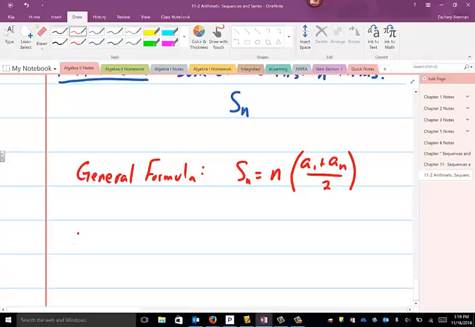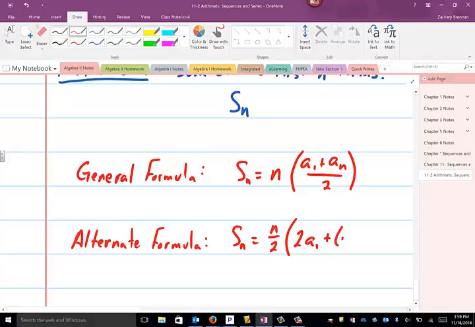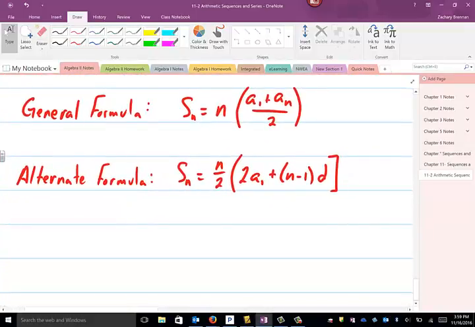And then the alternate formula would be s sub n is equal to n over 2, and then there's 2 a sub 1 plus n minus 1 times d. That one is nowhere near as nice as the first one.